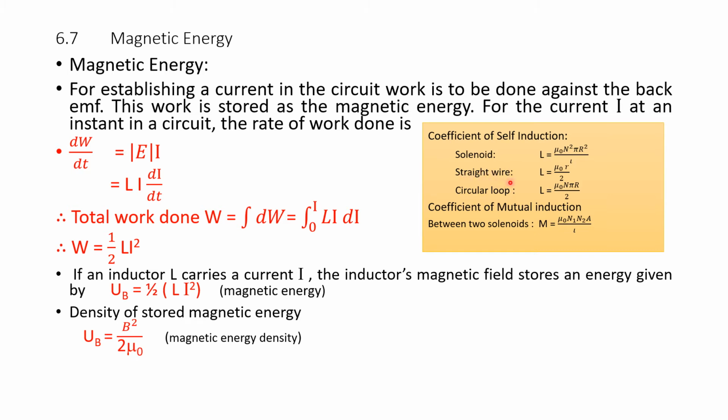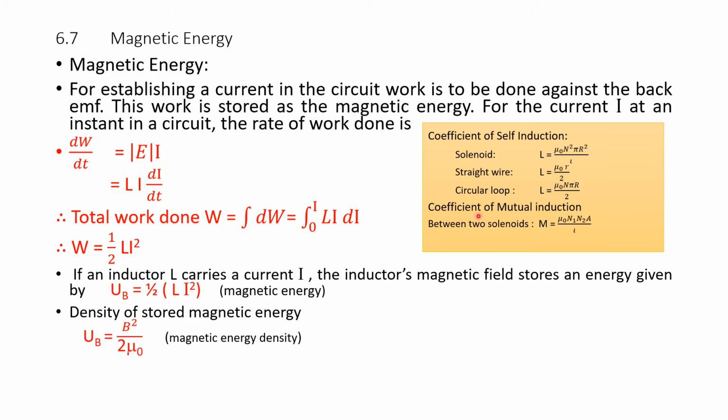If there is a straight wire, the value of inductance is L equal to mu naught into R divided by 2, where R is the radius of the conductor or wire. For a circular loop, L is equal to mu naught into N into pi into capital R, where capital R is the radius of the circle, N is the number of turns in this circular loop, and mu naught is the absolute permeability or permeability of air.